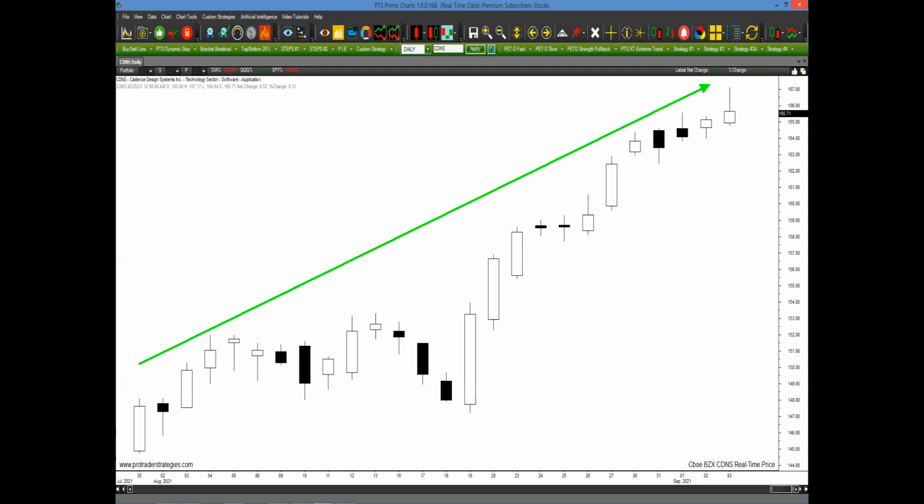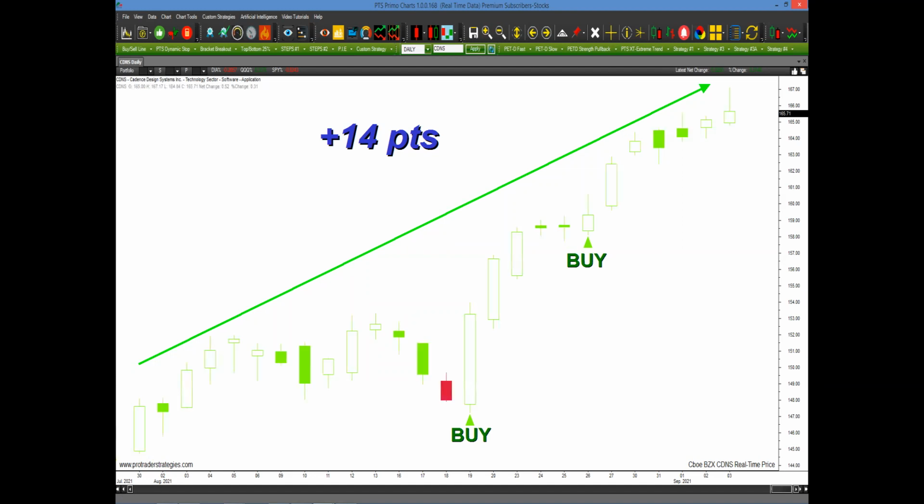But what if you were in sync? Well, strategy number 5 generated 2 buy signals right here that could have potentially captured 14 points. And if you use the candlestick combo, you would have seen that both of these were colored green. So that's where you had the confidence to take these trades.